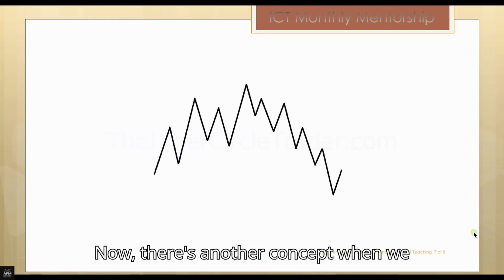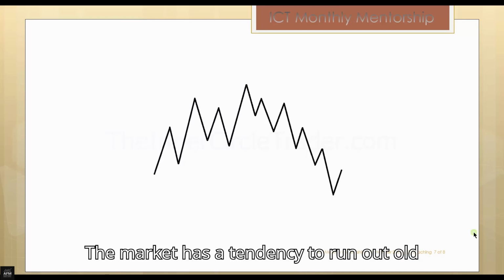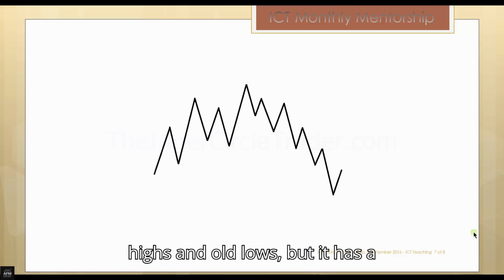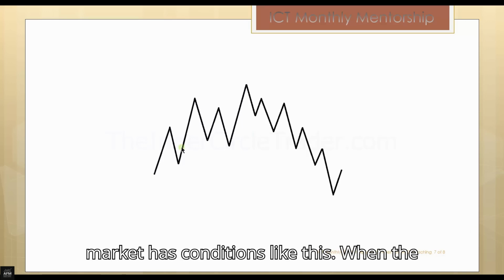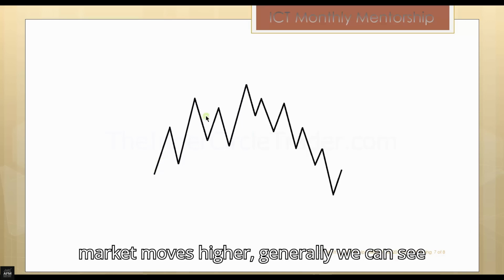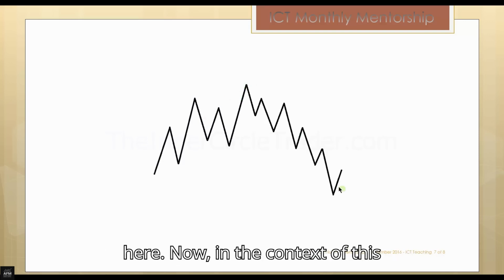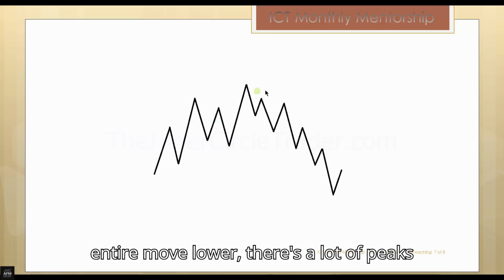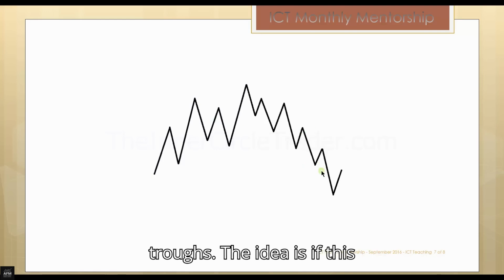Now, there's another concept when we understand liquidity. The market has a tendency to run out old highs and old lows, but it has a very difficult time doing that when the market has conditions like this. When the market moves higher, generally we can see a move higher and then it moves lower here. Now, in the context of this entire move lower, there's a lot of peaks and troughs here.